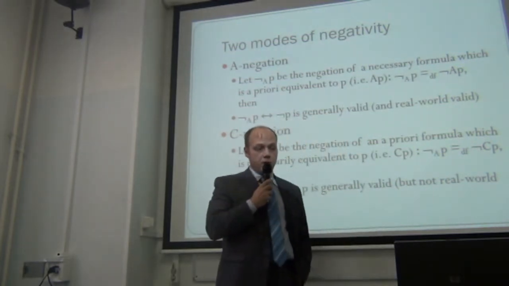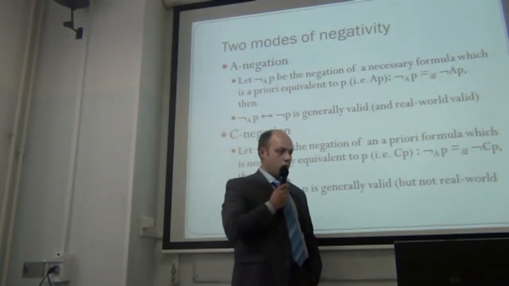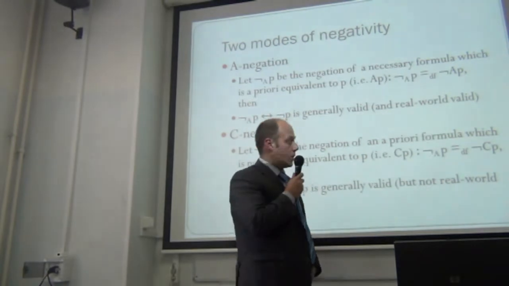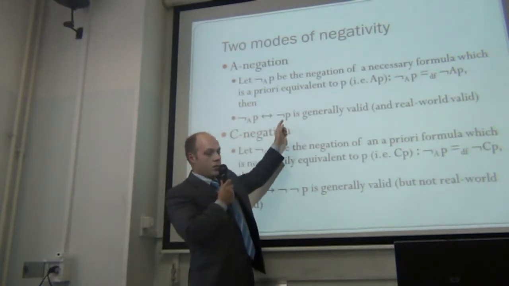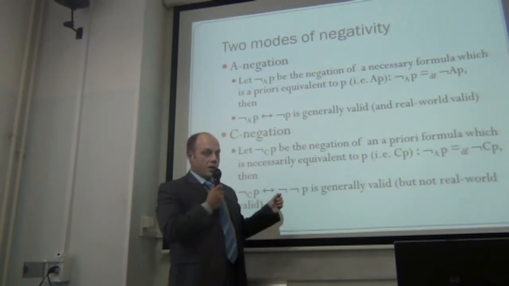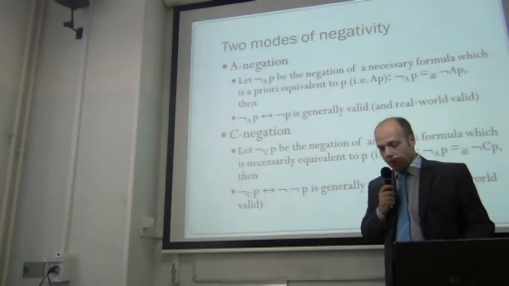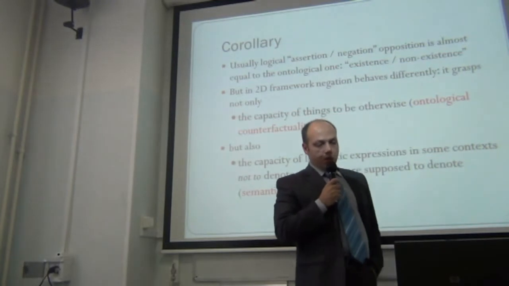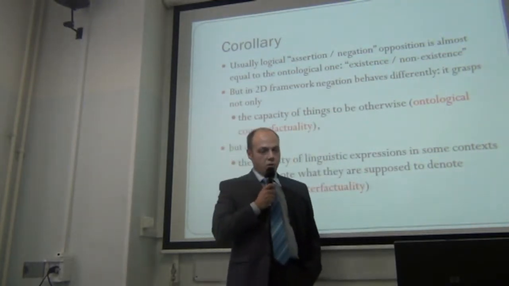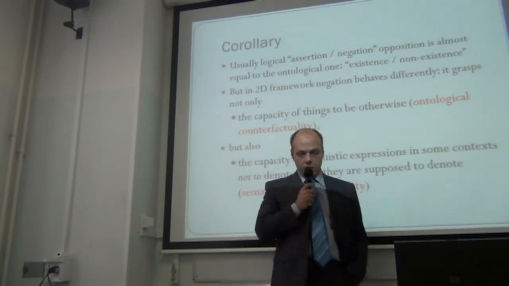My point is that A negation of P is very usual, it is classical. You can see here A negation of P holds if and only if negation of P holds. But C negation of P behaves quite differently. And conclusion. Usually the logical assertion-negation opposition is almost equal to the ontological one, the opposition of existence and non-existence.